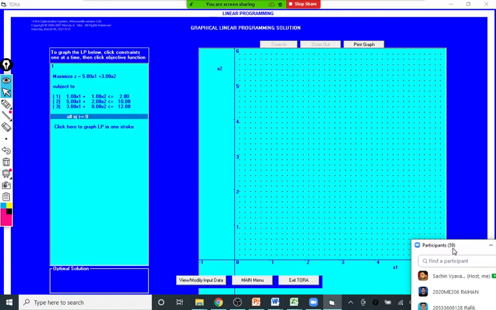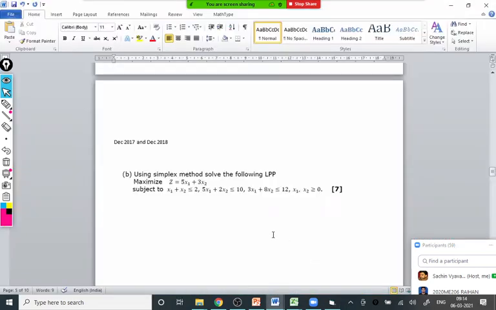So the revision on the simplex method, one last question that was already asked in your IME question paper. This question was asked in 2017 and 2018, two consecutive years, for 7 marks: using the simplex method, solve the following LPP. Maximize Z = 5x1 + 3x2 subject to the 3 constraints, and the non-negative restriction is at the end. So that is the type of question.